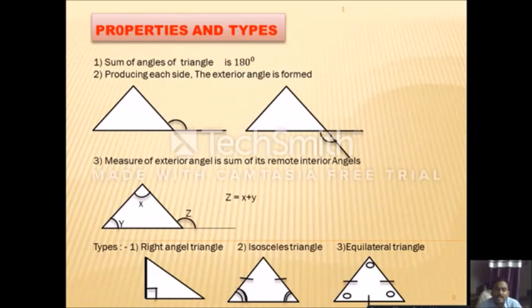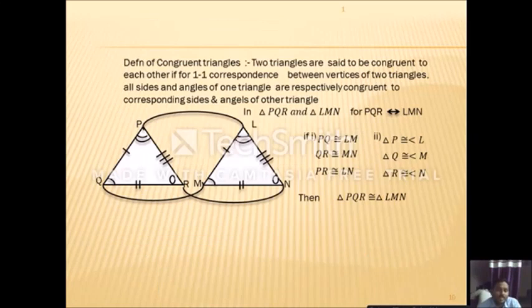Second, in isosceles triangles also, the two angles which are opposite to the congruent sides will always be congruent to each other.